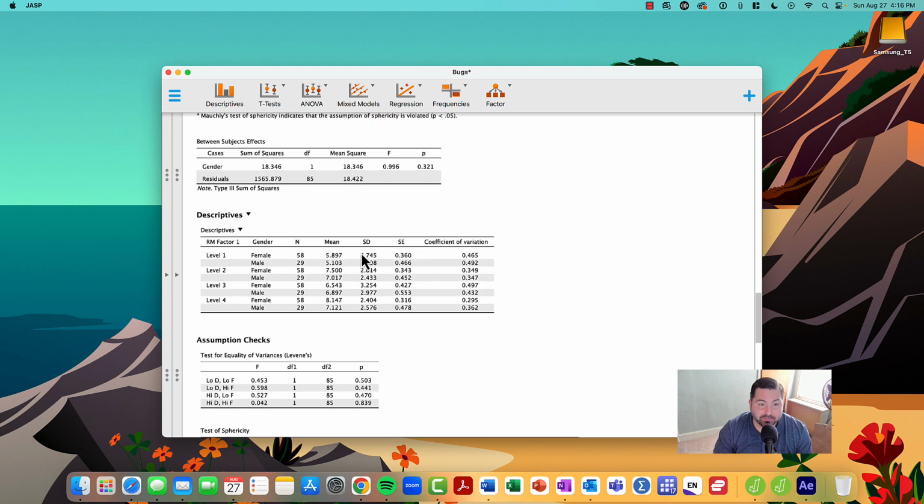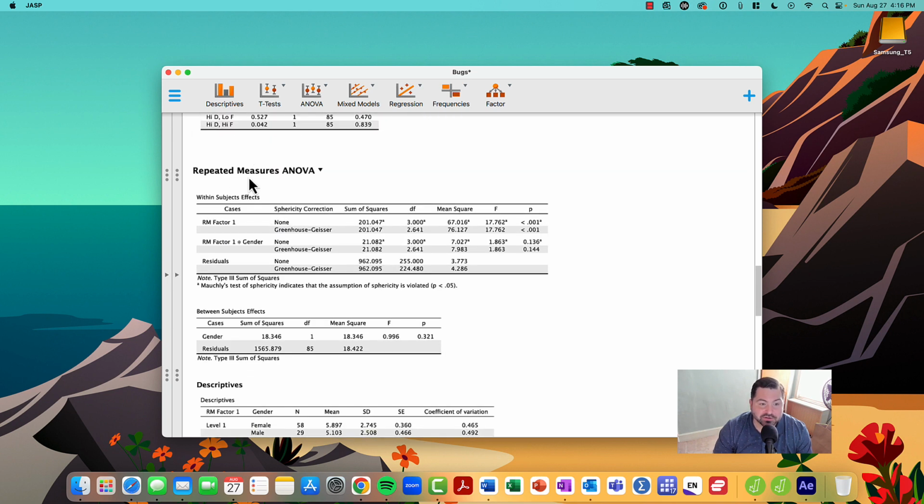So let's go ahead and jump up now to the repeated measures ANOVA, and you can see that for the repeated measures question, so when we're only assessing is there a statistically significant difference between the conditions regardless of sex, you can see that the Greenhouse-Geisser line, which is how we're correcting for that violated assumption of sphericity, we have a sum of squares value of 201.047. We have a degree of freedom of 2.641. We have a mean square of 76.127.